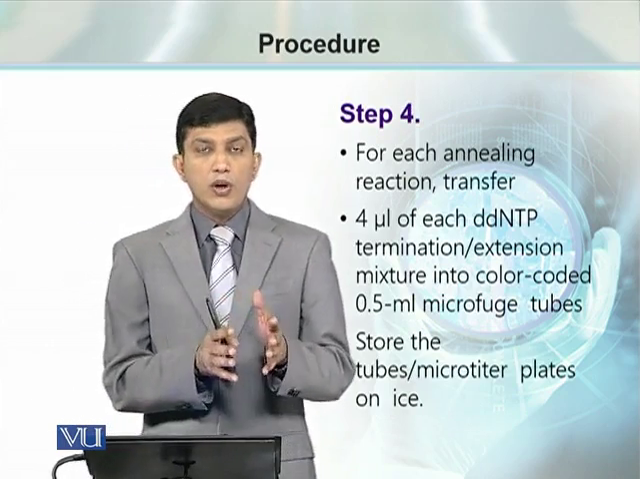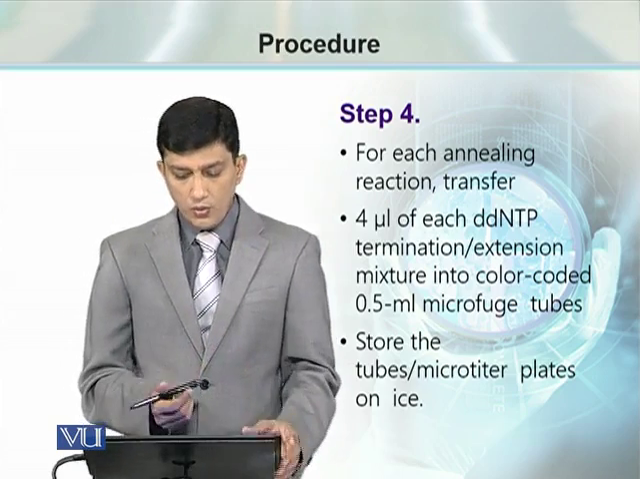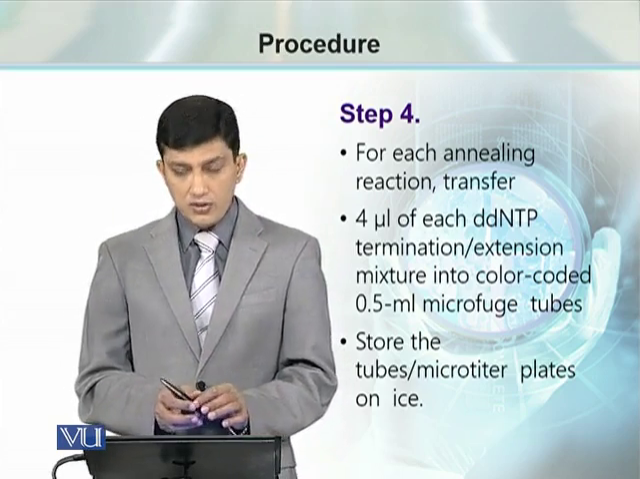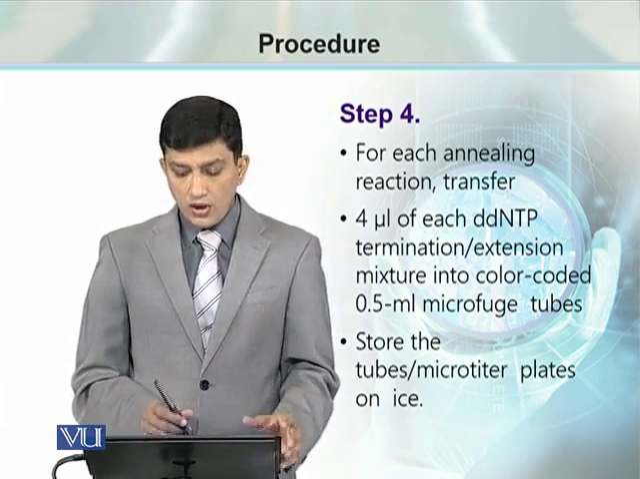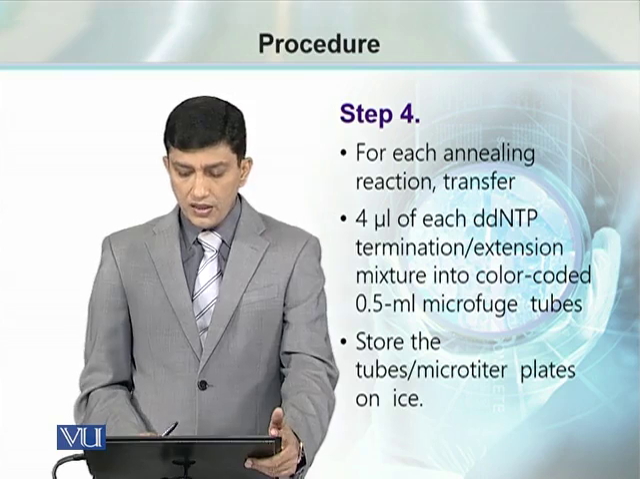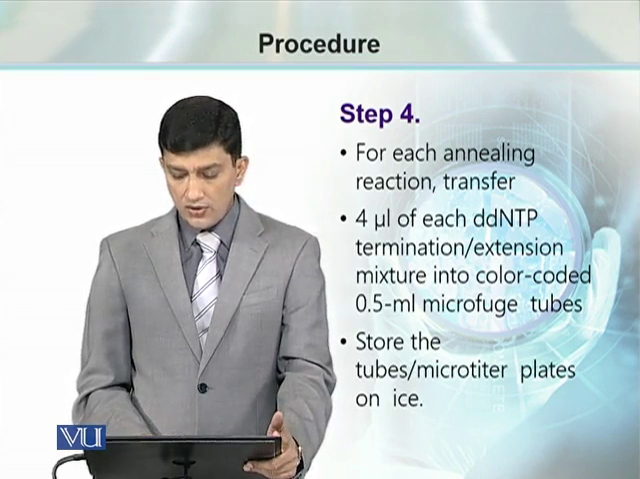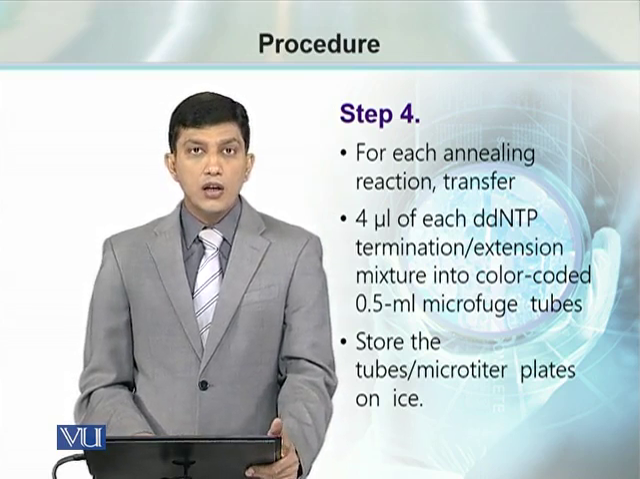Now we have to look at the number of reactions. We have how many annealing reactions, how many samples, and for each of the reactions we need to transfer 4 microliter of ddNTP termination extension mixture into color coded tube.